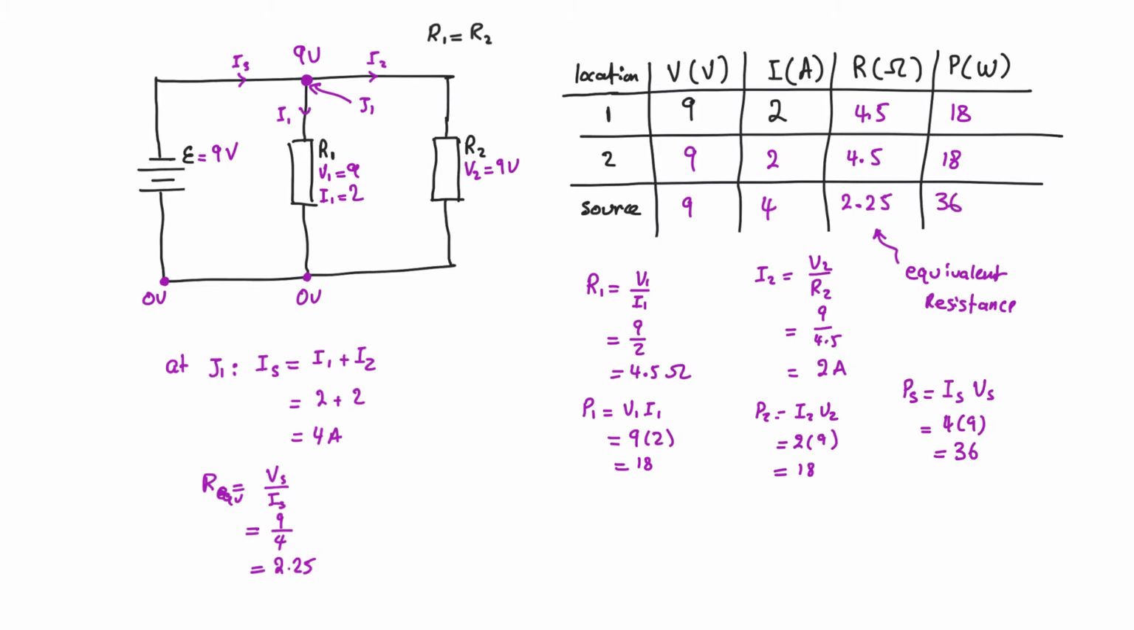And to check if your circuit or your analysis is correct, always go and check to see if you add all the powers from the different resistors or loads, they should equal the power coming from the source. So in this case, I have 36, and that's equal to 18 plus 18, which means that my circuit or my analysis very likely is correct.